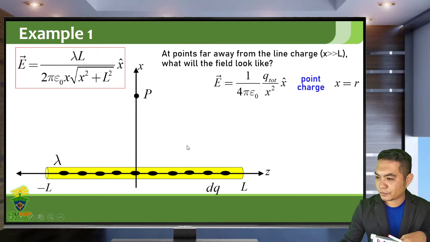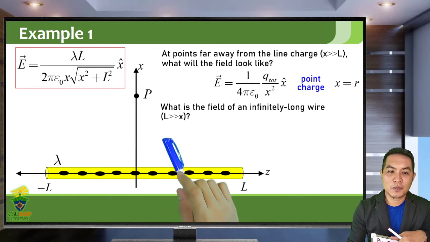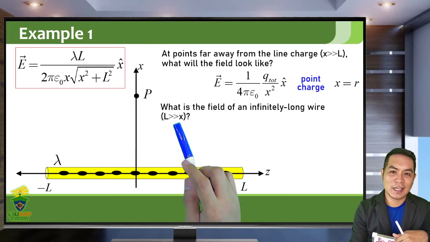So what if it's the inverse or the reverse? What if your line now is very long as compared to your field point distance, x? So L here is now very much larger than x.